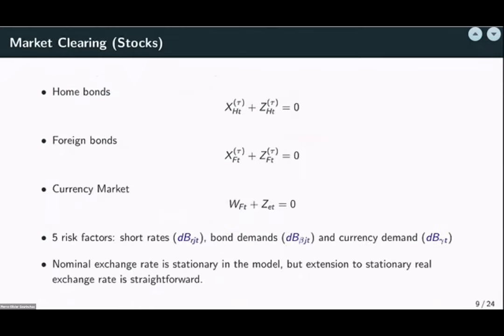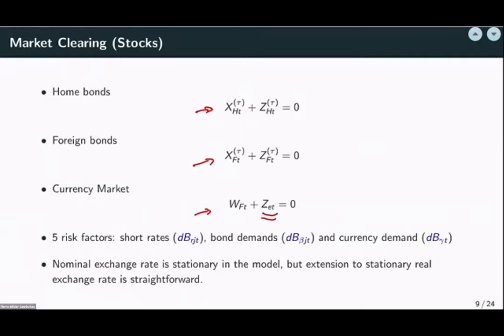All right, now the markets are going to clear. So the bond market at home is going to sum to zero, foreign bonds as well, and the currency market. This is where the assumption that we're writing this in the stock version is coming in. The currency market, the overall demand for foreign currency is also going to net out to zero. One thing in our model, CIP holds. We're not doing like Jeremy and co-authors. We're not looking at CIP deviations.